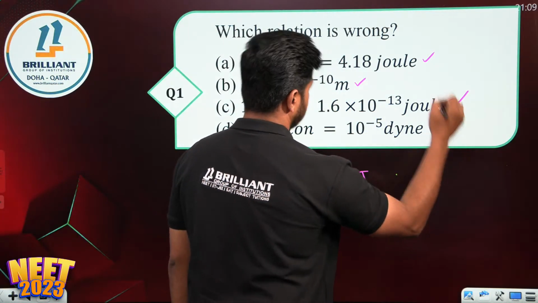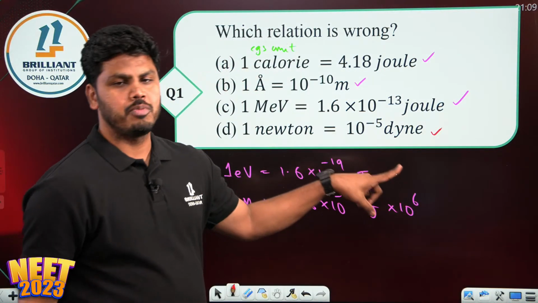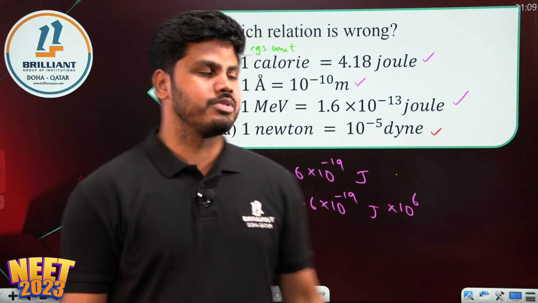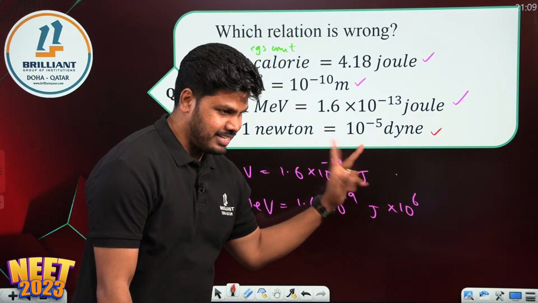What is the mistake in this relation? 1 Newton is 10 raised to minus 5 dyne. Newton is the SI unit of force. Dyne is the CGS unit of force. But the relation is just the other way around, right?